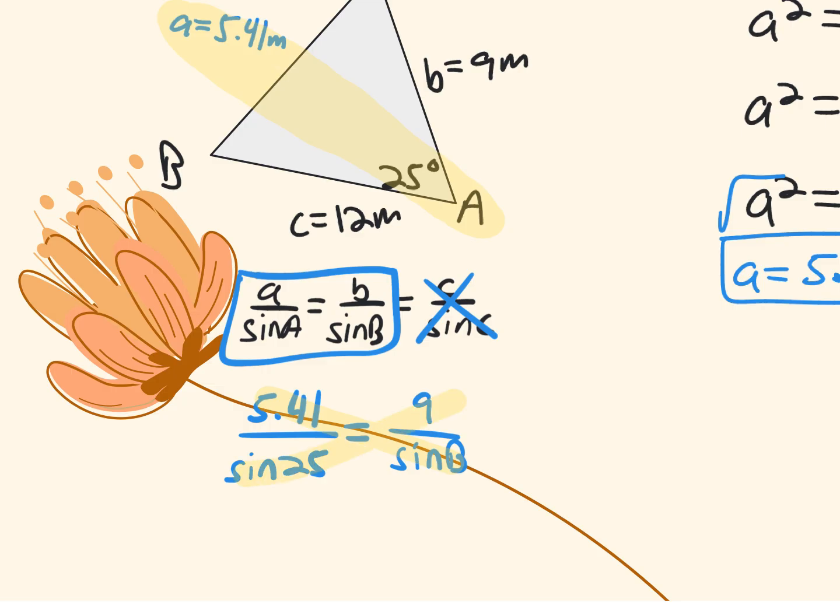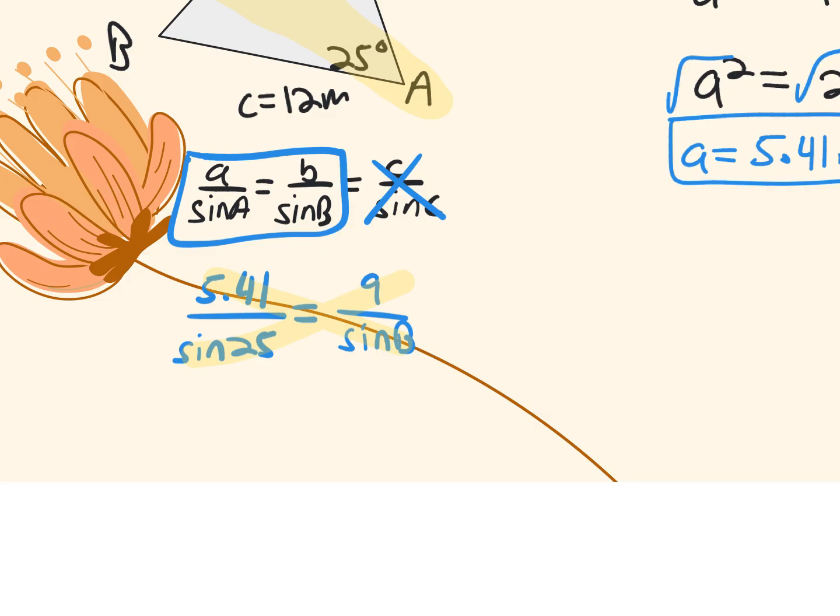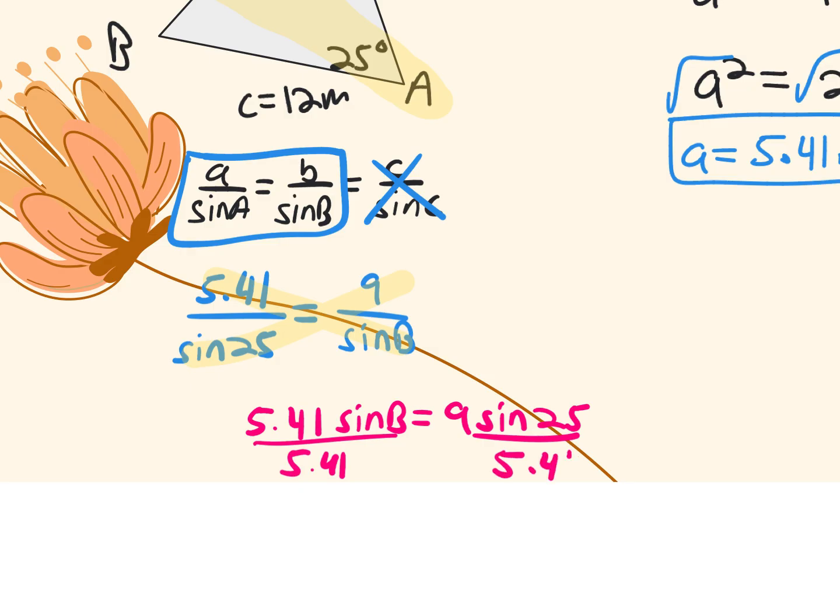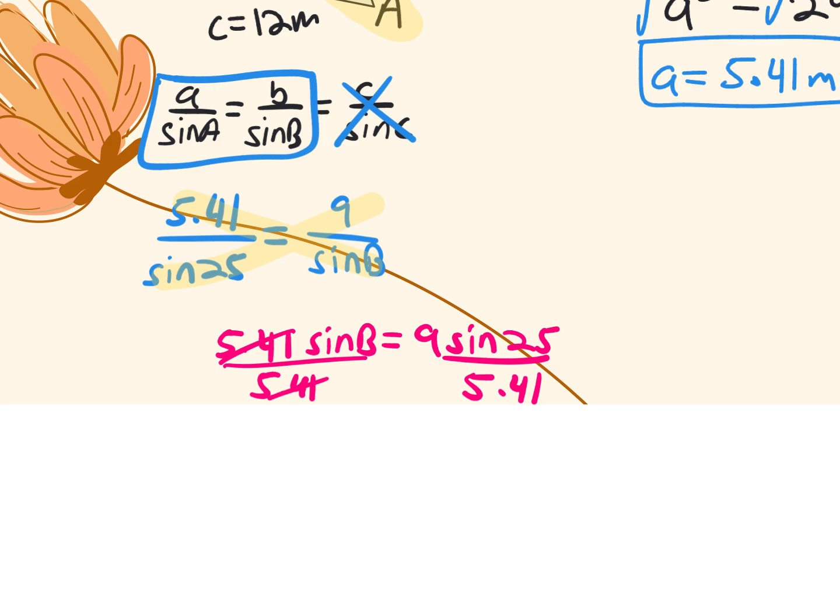All right, and then just like before, we can cross multiply. So let's do that, see what we get. Let's do 5.41 times sine of b equals 9 times sine of 25. And then once again, to get the sine of b isolated, let's divide both sides by 5.41. So again, a long process, but this is just one part of it. After this, it's super easy. We get sine of b is 9 times sine of 25 divided by 5.41.